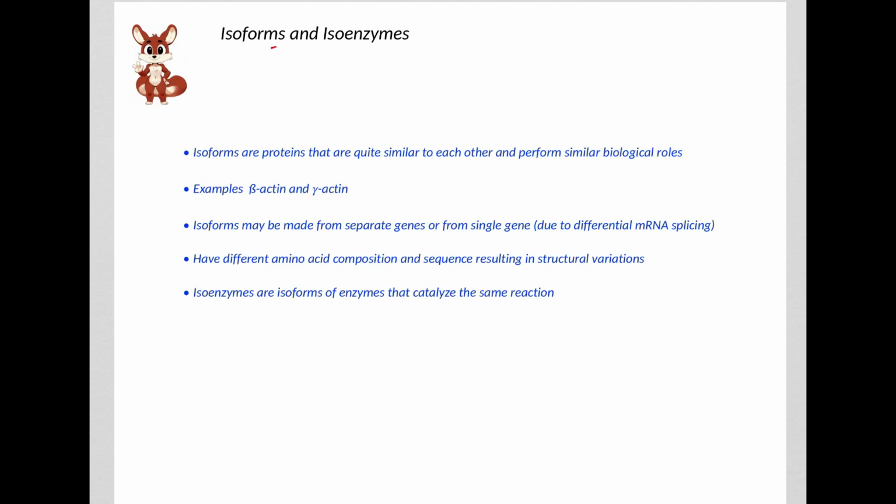Isoforms. What are isoforms? Isoforms are proteins that are quite similar to each other in terms of structure and perform similar biological roles. For example, beta-actin is an isoform of gamma-actin. So beta-actin and gamma-actin are examples of isoforms of actin. Now, isoforms may be made from separate genes, or they may come from a single gene.